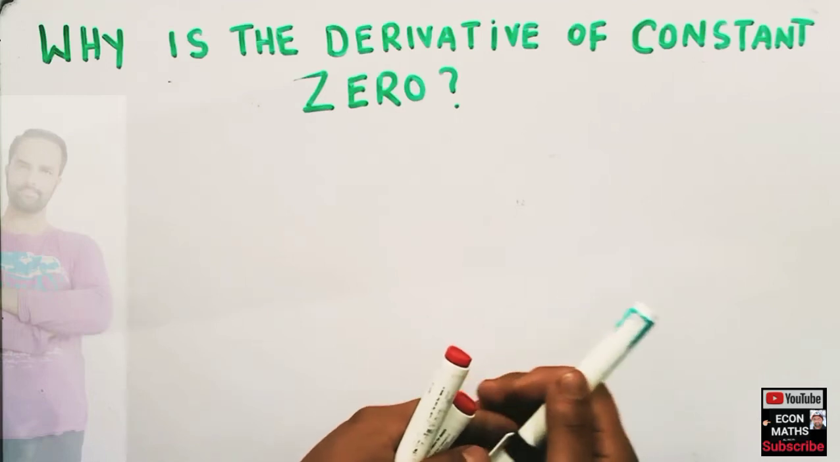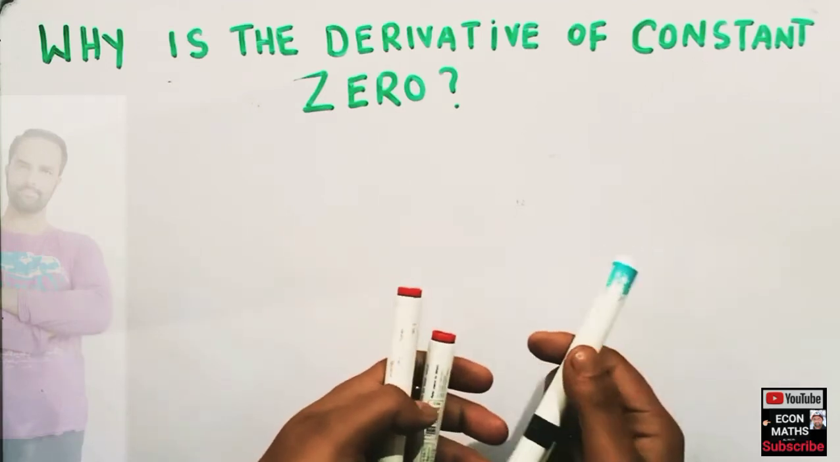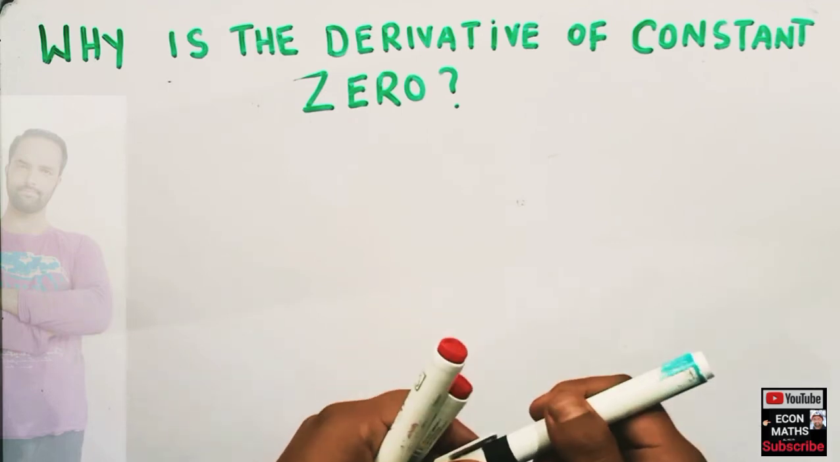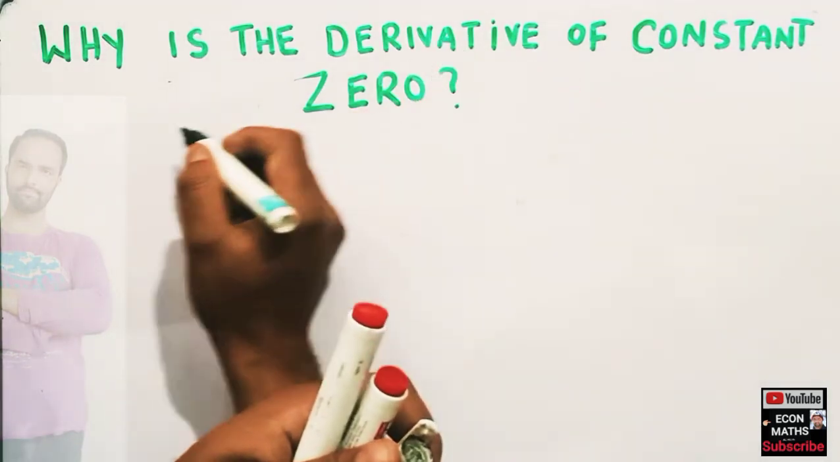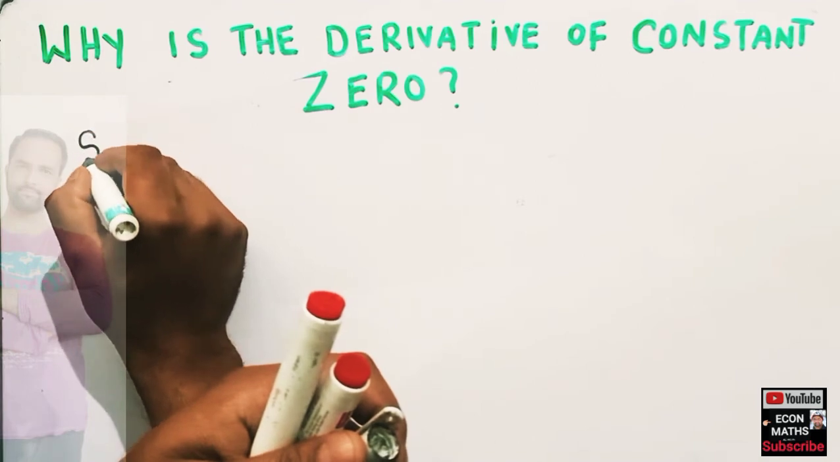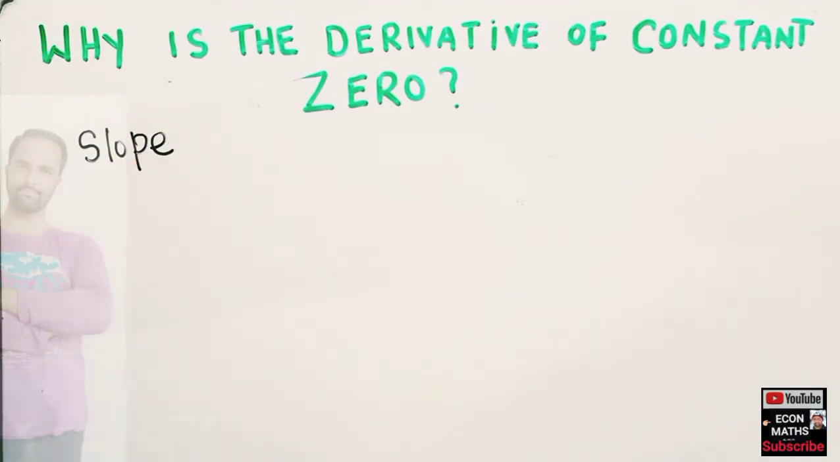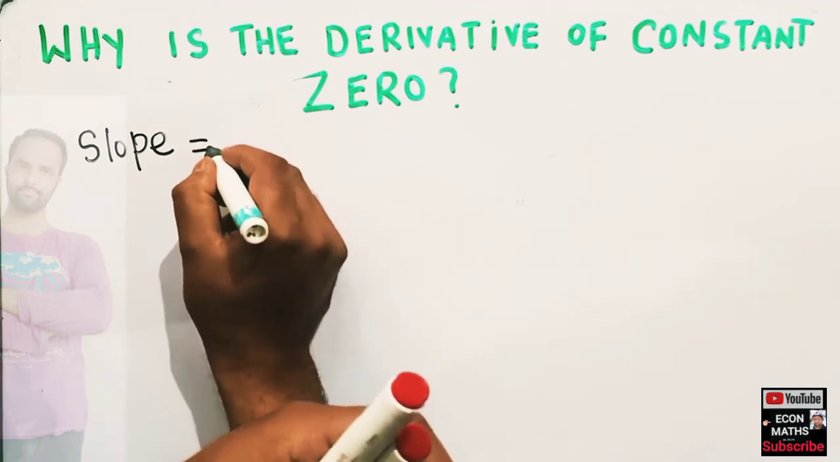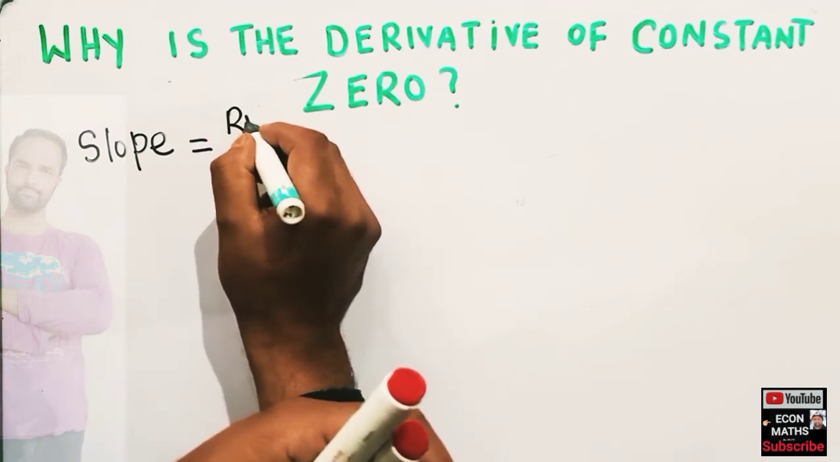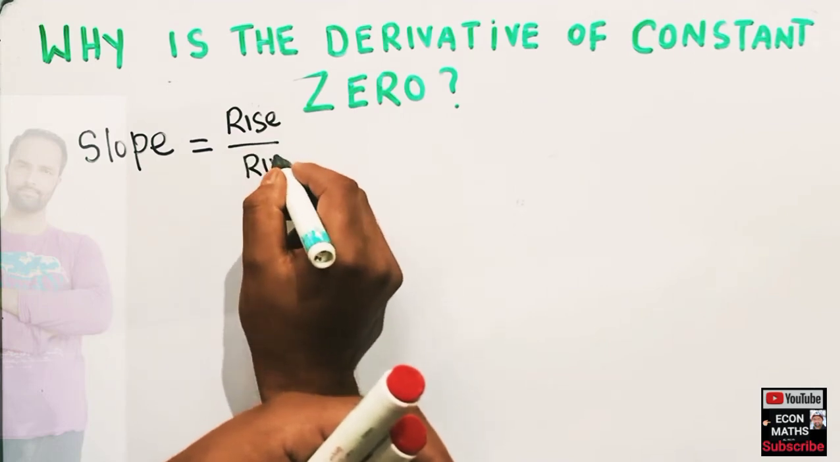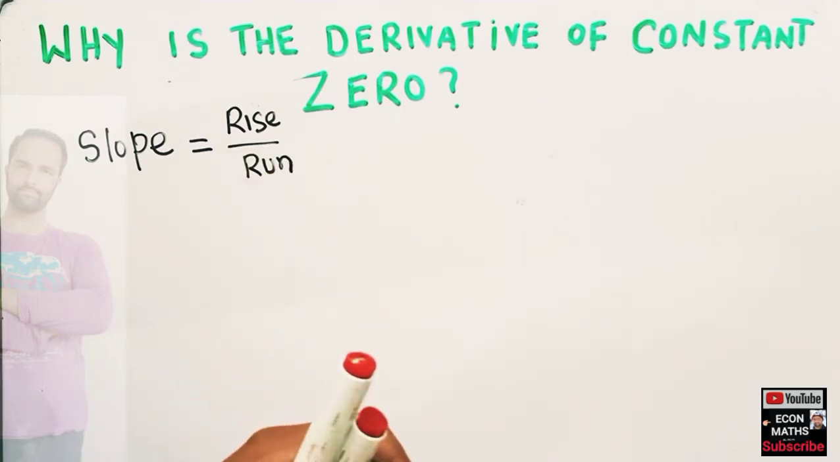In this video, we will learn why the derivative of a constant function is equal to 0. By derivative, what do we mean? Derivative is simply equal to slope. So derivative is equal to slope, and slope is simply rise upon run. And what does this actually mean?